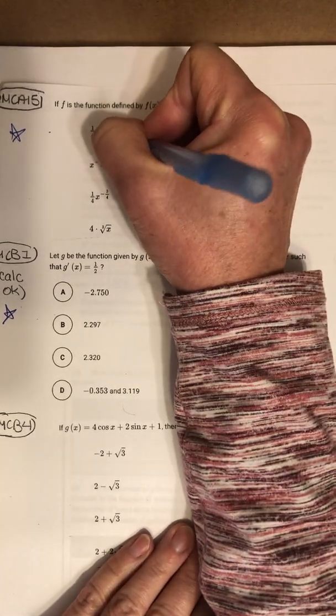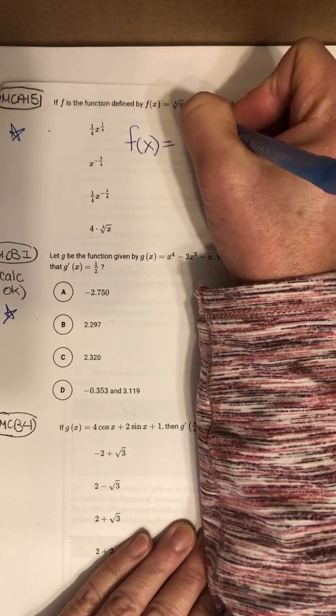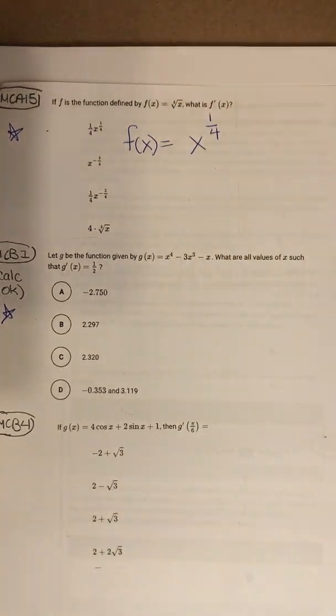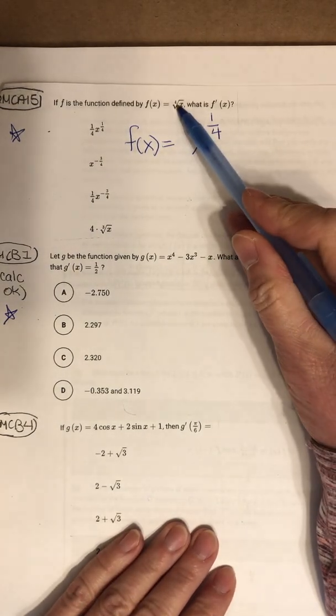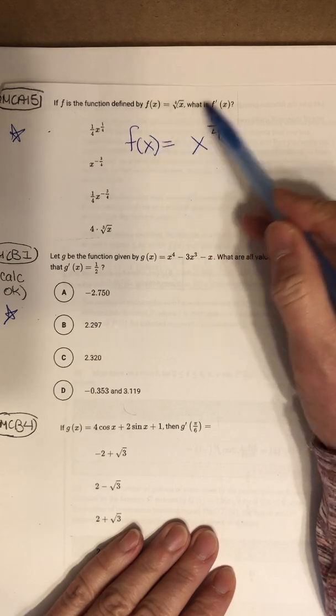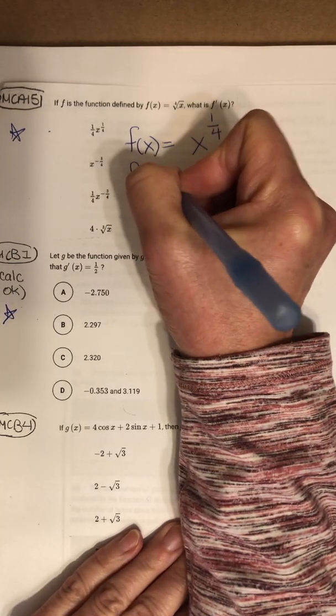All right. Well, I can see I'm going to need a little power rule here. So I am rewriting the function so that I can see the exponent in rational form. Went from radical to rational. I did not take the derivative yet. I'm going to do that now because now I can use the power rule.